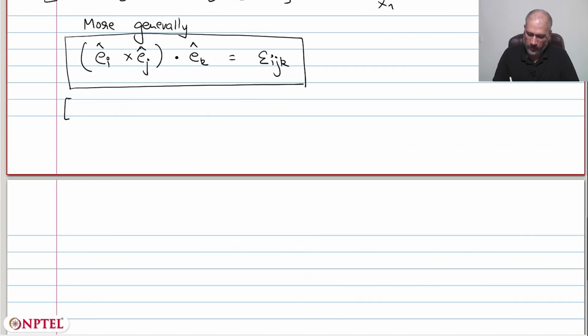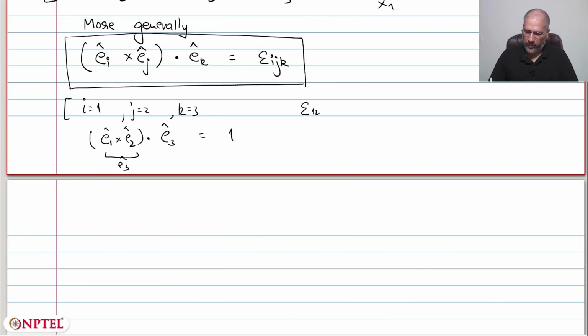So let's take the values i equal to 1, j equal to 2, and k equal to 3. So what's the left hand side? We have e1 cross e2, that's an e3. So e1 cross e2 dotted with e3. So what is this? e1 cross e2 is an e3, and e3 dot e3 is a 1. And we can see the right hand side epsilon 1, 2, 3 is also equal to 1.